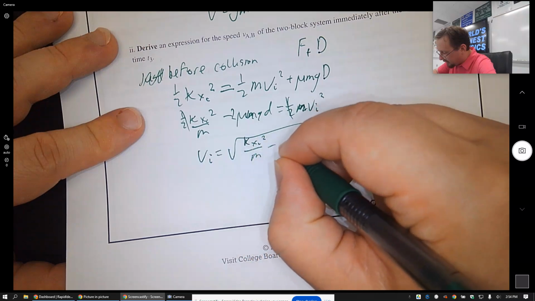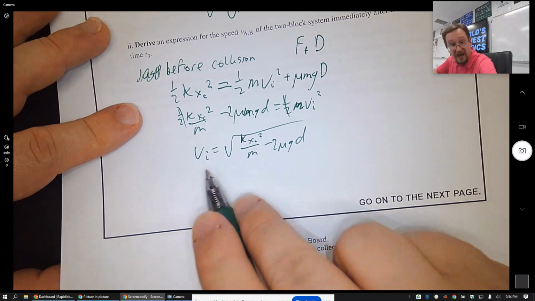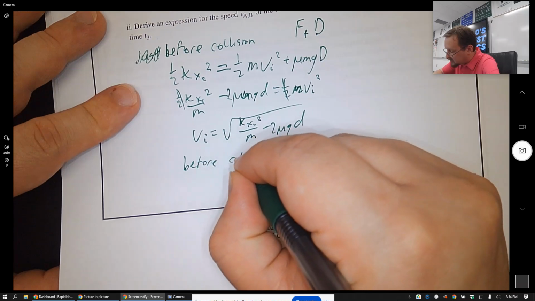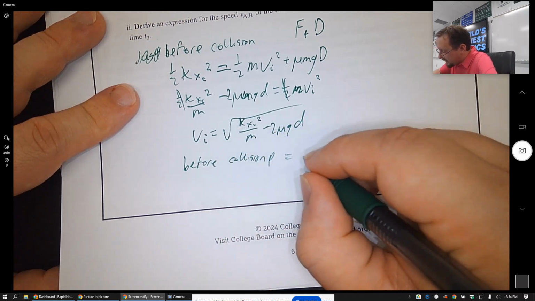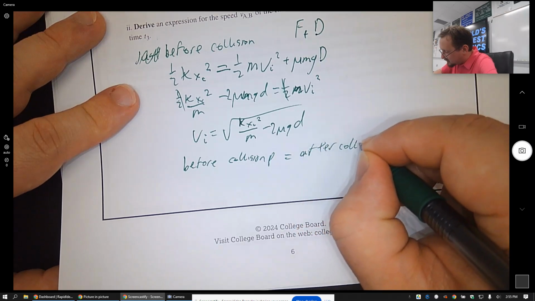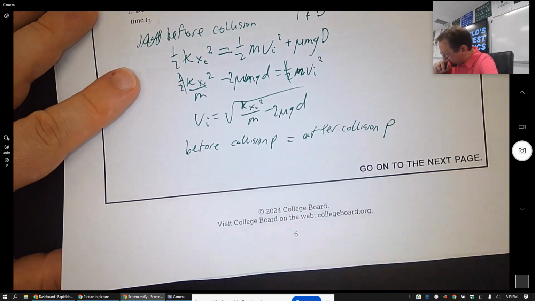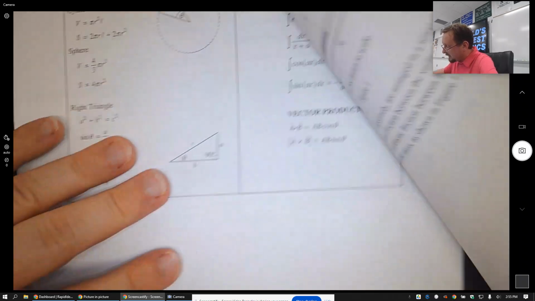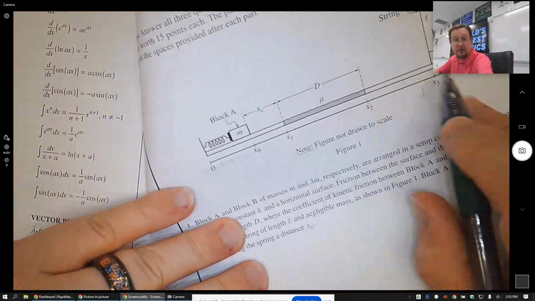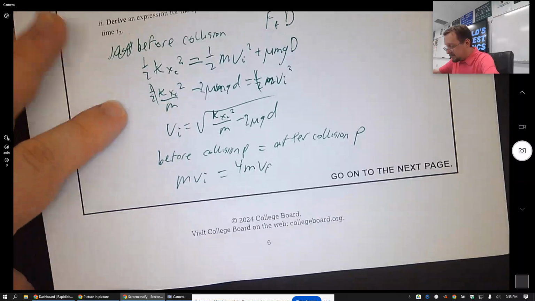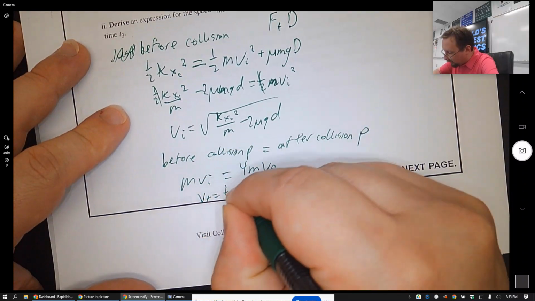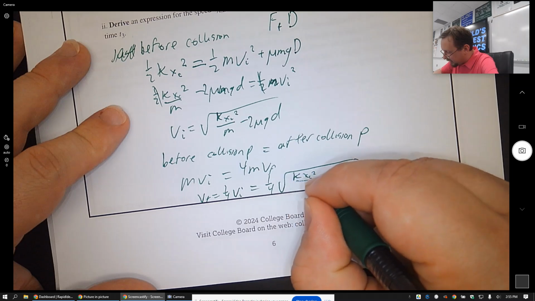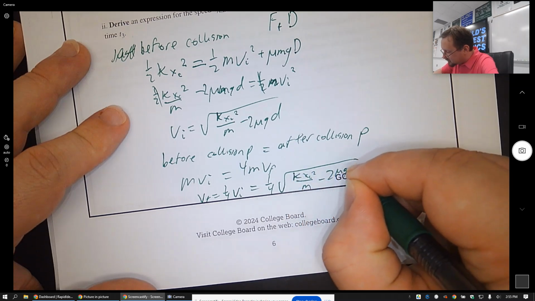Kxc squared over m minus 2 mu gd. That's before the collision. Now we have to do before the collision momentum equals after the collision momentum. So we're going to have mv initial equals 4m v final, because you go from 1m to 4m. So that means that v final is going to be 1/4 of v initial. So that's going to be 1/4 of radical kxc squared over m minus 2 mu gd.